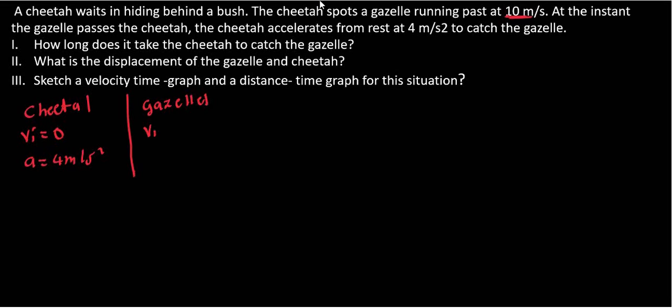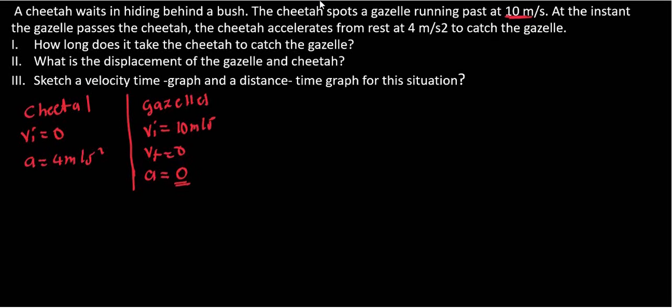And the gazelle, it was moving at 10 meters per second. So since it was moving, our initial velocity is what? 10 meters per second, right? Final velocity, it is 0 because it was moving. How about the acceleration? The speed was not changing. Since the speed was not changing, our acceleration is what? 0. Just like that.